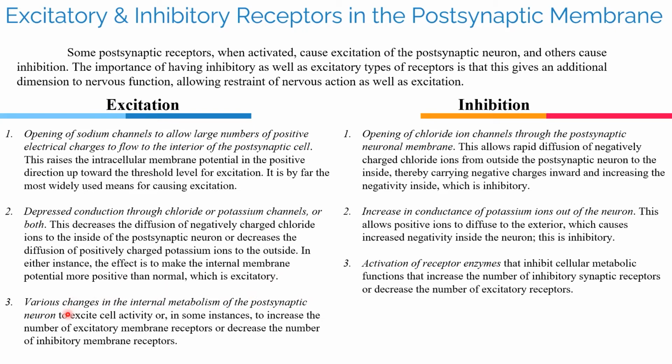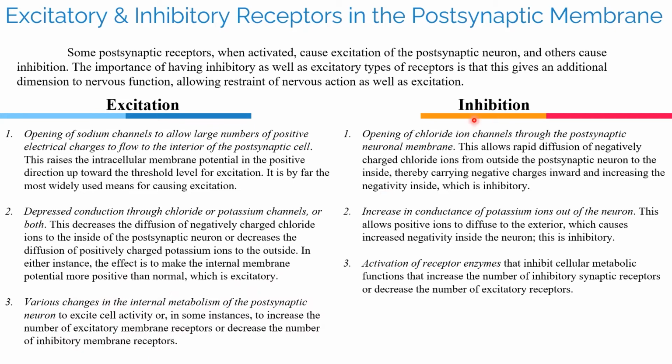Next point is that various changes in the internal metabolism of the postsynaptic neuron are also done by the excitatory signal. These various changes excite cell activity or can in some cases increase the number of excitatory membrane receptors or decrease the number of inhibitory membrane receptors.